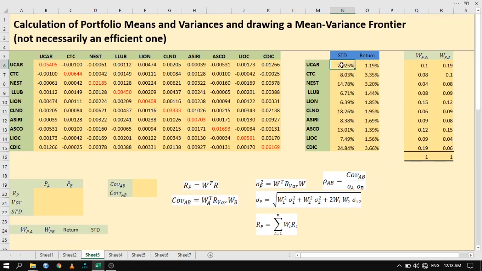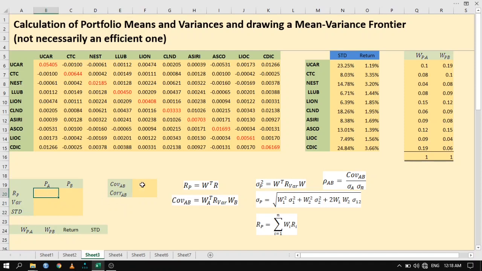Here we have individual stocks' standard deviation and the returns. Now what we are going to do is calculate the portfolio standard deviation and returns. So we have two portfolios, portfolio A and portfolio B. For that, in this particular space, we are going to calculate the portfolio return, portfolio variance, and portfolio standard deviation. So first, let me calculate the portfolio return.